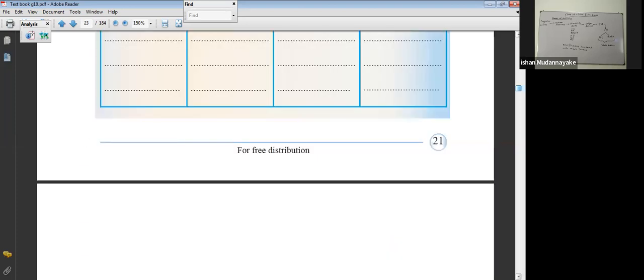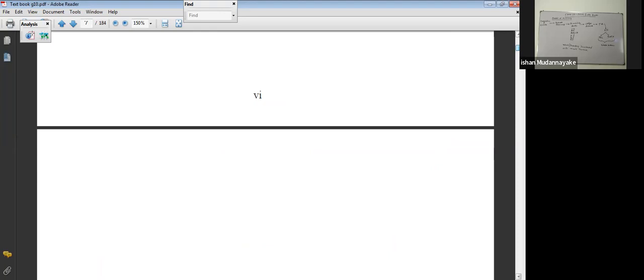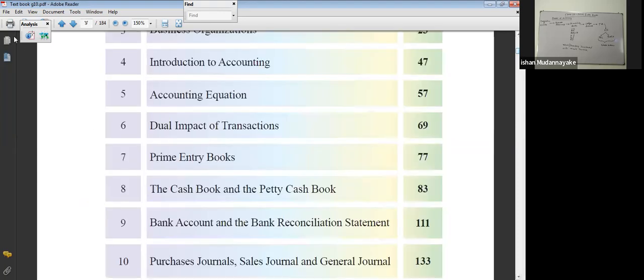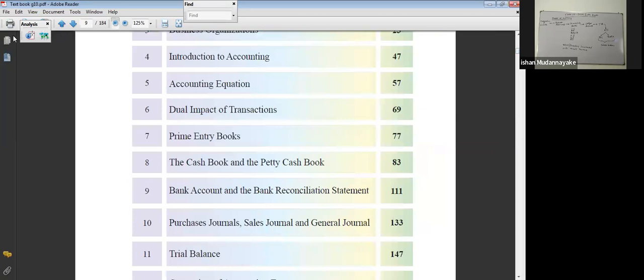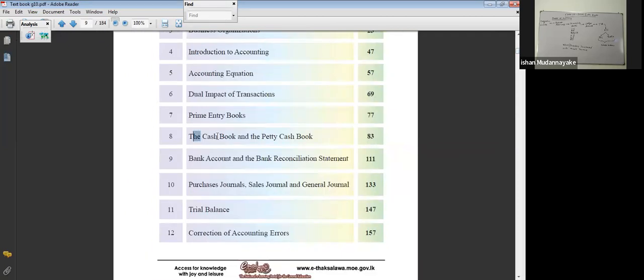You can go to the content of the textbook. In the content, this is the syllabus. With chapter 8, we can discuss cash book and petty cash book. Already you know the meaning of cash book, but we will discuss the structure of the cash book and petty cash book. Then bank account and bank reconciliation, another primary book. Then purchase journal, sales journal, general journal, and after that trial balance. Already we have discussed something regarding trial balance, and the last session is correction of errors.